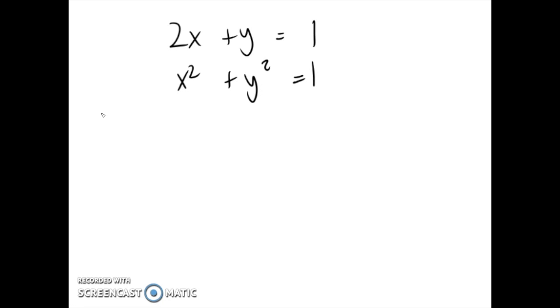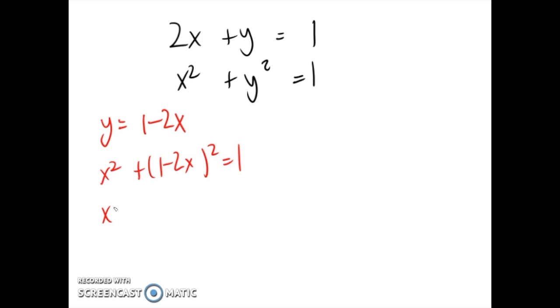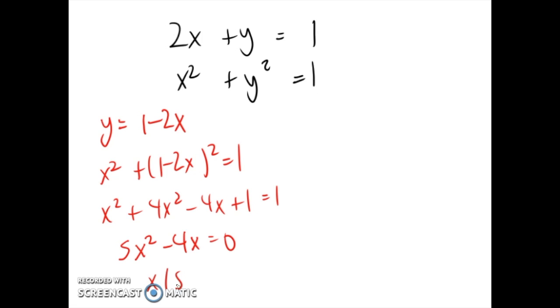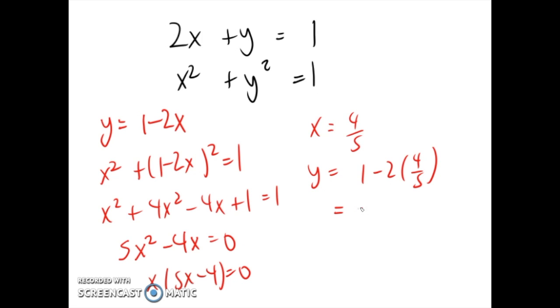Here's one final example, as it doesn't get much harder than this. Basically, we're just going to make y the subject for this one, so y equals 1 minus 2x, and then sub it into the second equation, and just multiply it out to get a quadratic equation. And from there, we can just factorize it to get a value of x. So in this case, x would be 4 over 5. And when you sub this back into the y equation, you find that y equals minus 3 over 5.